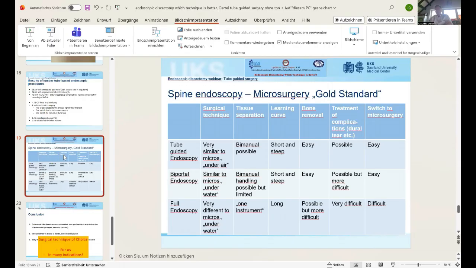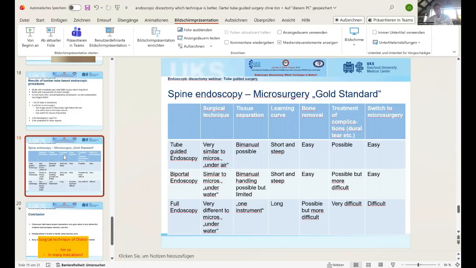Treatment of complications is possible. I don't say that you have to do that, but it's possible. The most important thing is usually the success, the result of the patient. So if you feel more comfortable to switch after dural tear, just switch. I would not hesitate that much as we did in the beginning. Switch to microsurgery is easy. Sometimes you have to adjust your retractors, but basically you can just open up and use this.